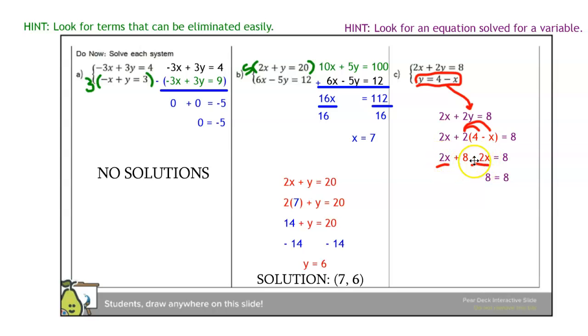This 2x and this negative 2x, they actually eliminate, right? The 2x and the negative 2x are inverses, so they eliminate when I add them together. So all I have left on the left-hand side is 8. The only thing left on the right-hand side is 8. So now I have two numbers that are the exact same number that are equal to each other. Back here, when the two numbers were exactly different, we say no solutions. Over here, when the numbers are exactly the same, we say infinite solutions.